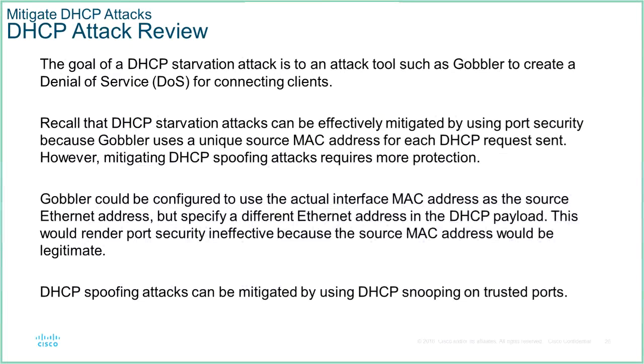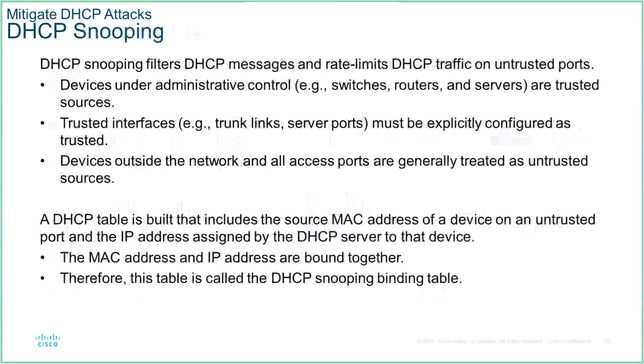One of the ways we can stop this is by using snooping, which means only certain ports can have messages brought in. This filters the types of DHCP messages and limits the rate that messages can be transported across those ports.